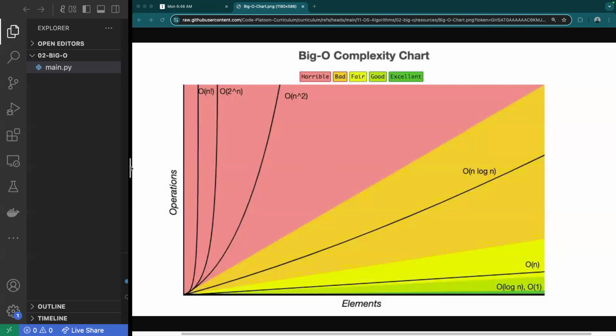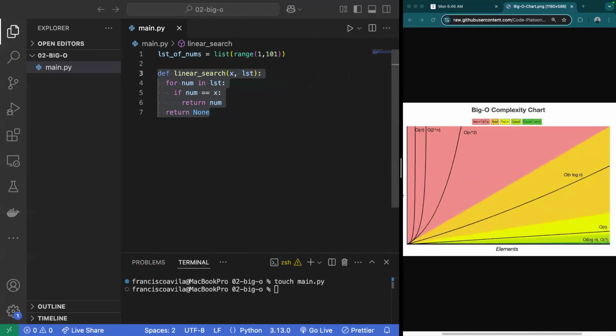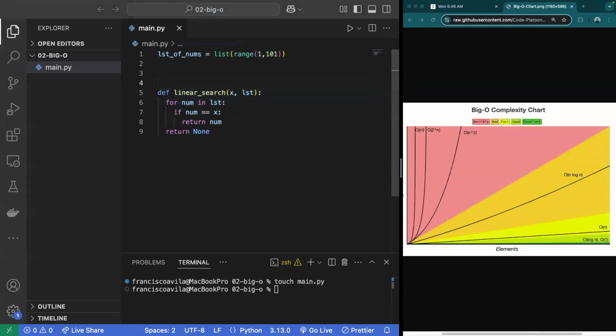All right. Awesome. So now let's start diving into a couple of these different functions. So we have this list of numbers and we have linear search. We already determined that linear search equates to O of n.